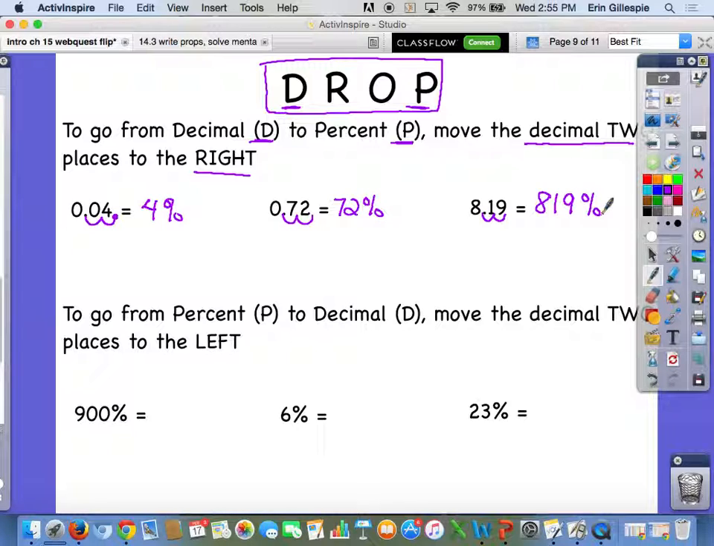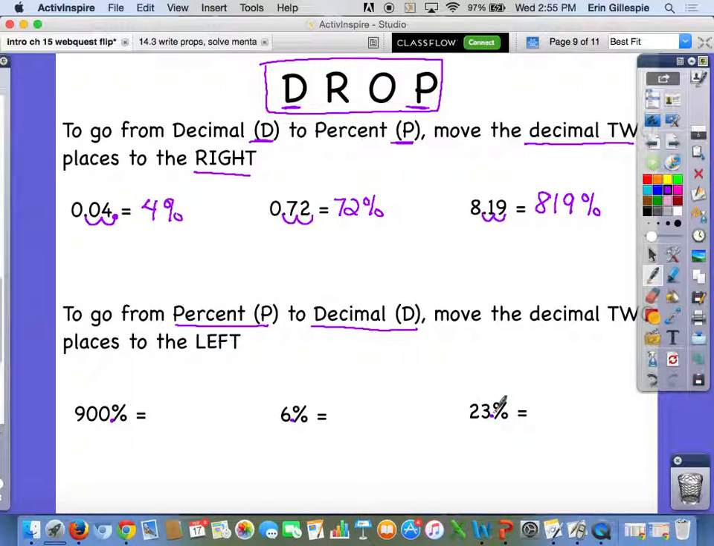If you want to go the other way around, if you're given a percent and you need to find a decimal, then you're going from P to D. So if you look at the word drop, going from P to D means I need to go 1, 2 to the left. Now, the trick with percents is I don't see a decimal in those numbers, right? Well, when you don't see a decimal written, there is technically always one there. It's always at the very right end of the number. So it's in all those spots.